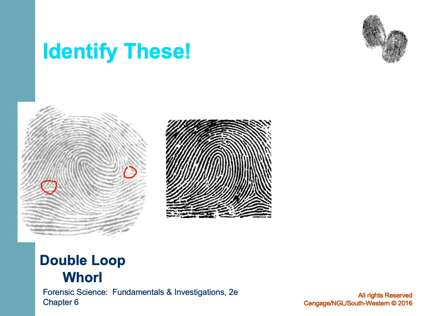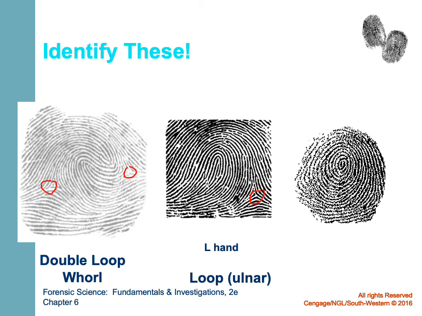Right here you can see a delta. Okay. And you see an enter and exit on the same side. So that's on the left hand. And that's a loop owner. And then right here we have another whirl.